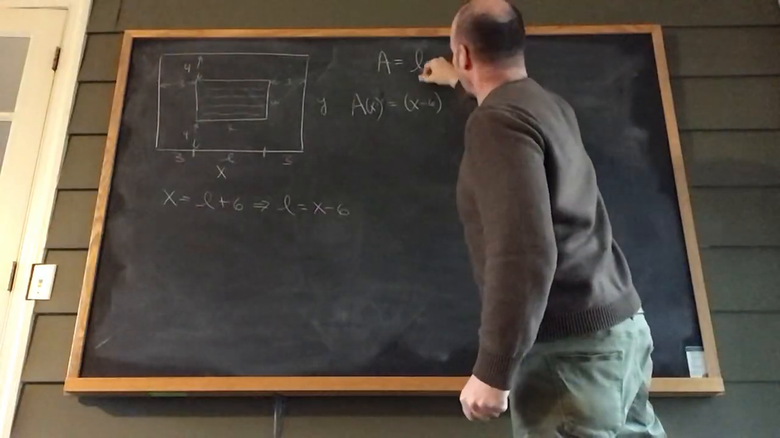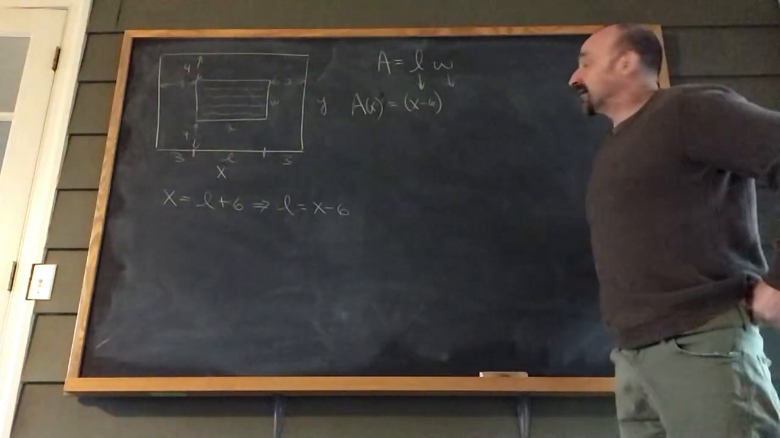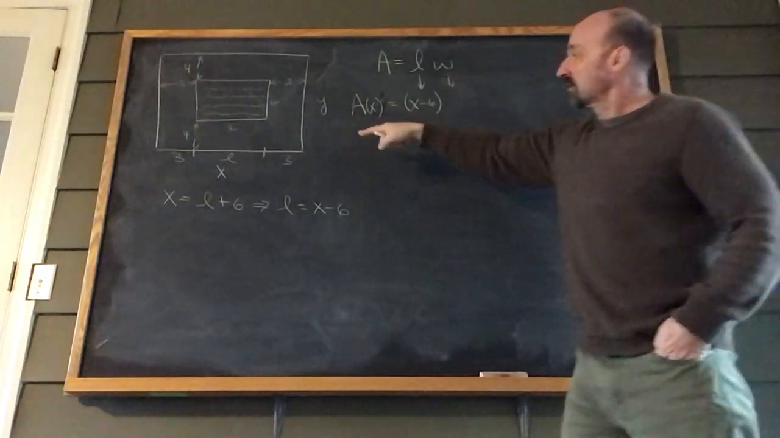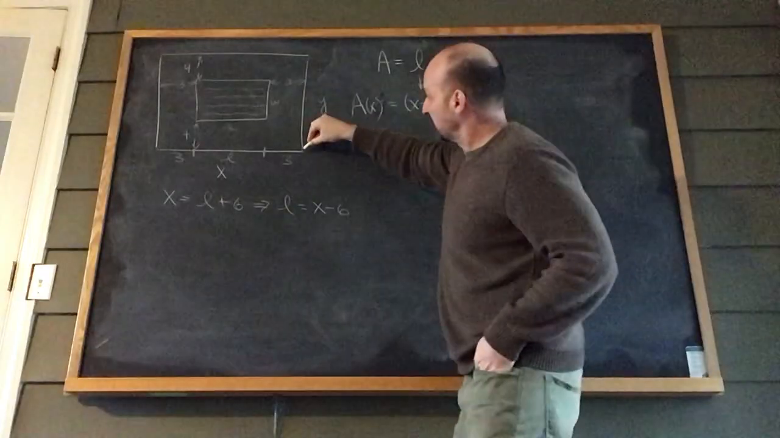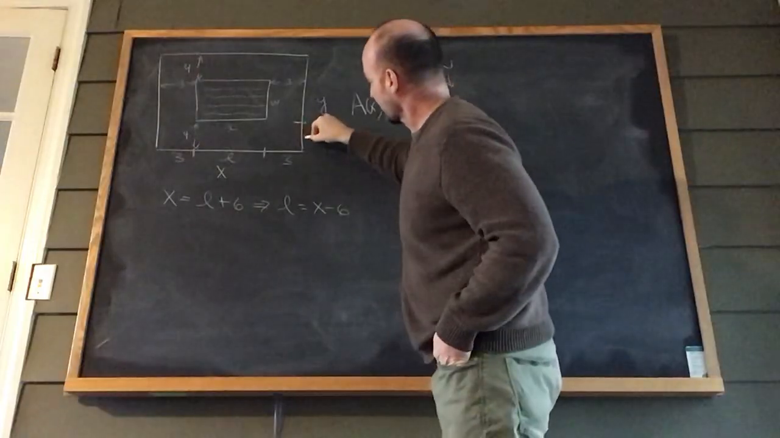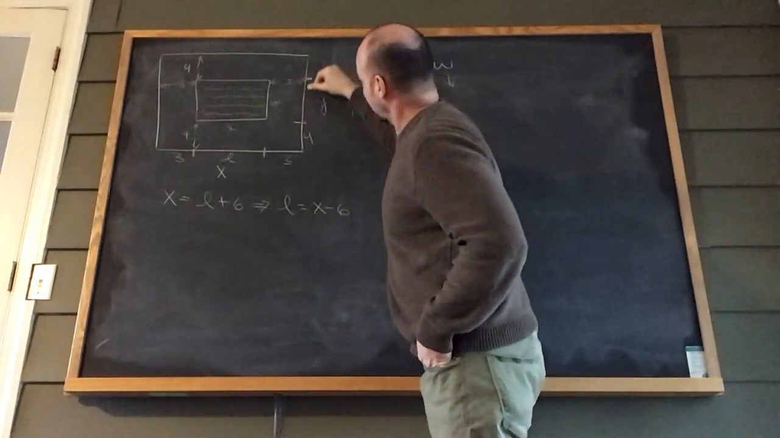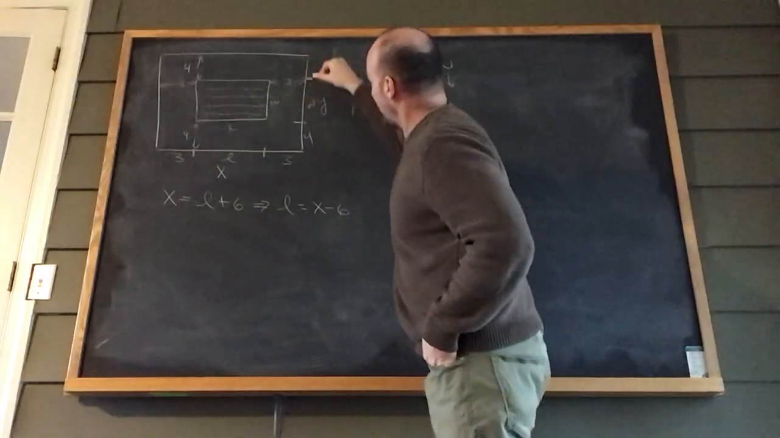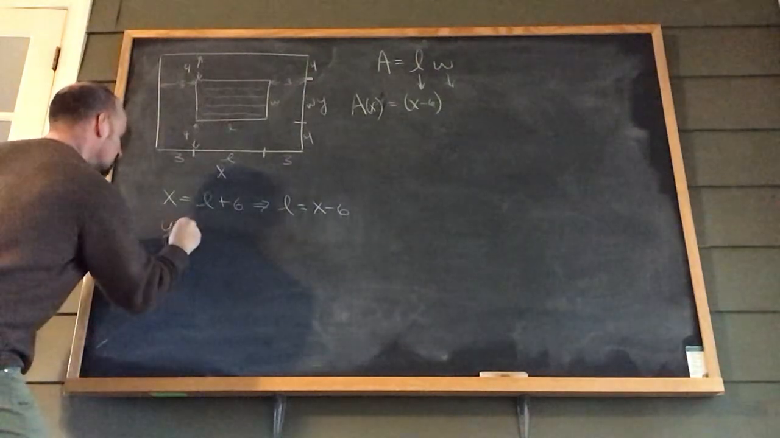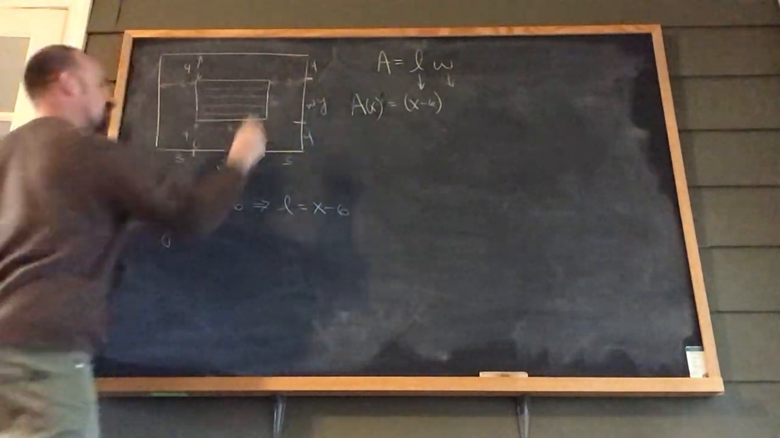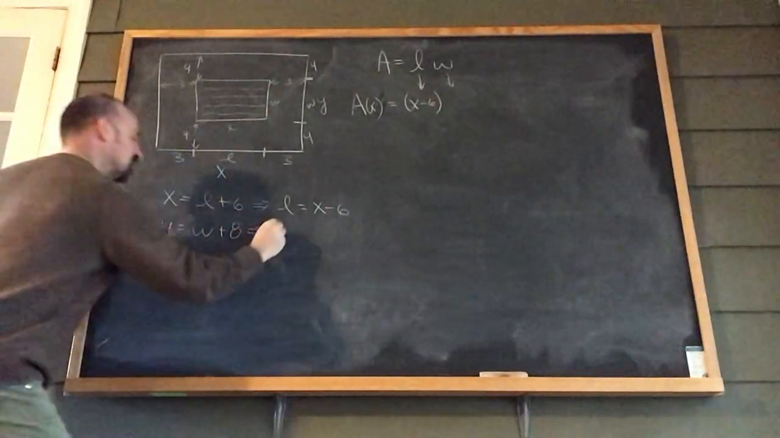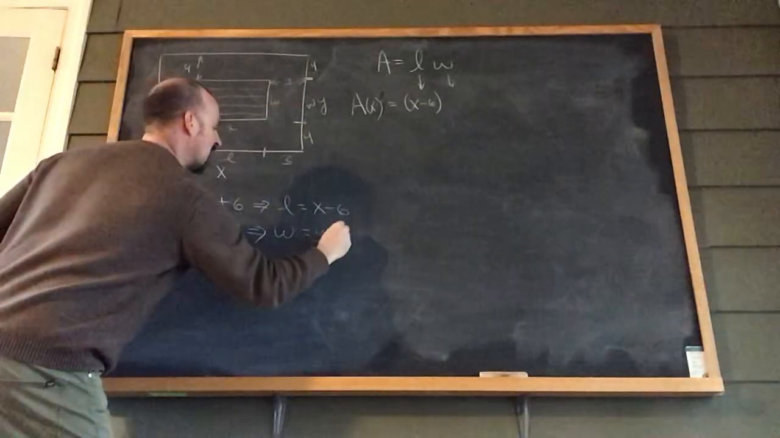Okay, now I have to figure out, well, how do I rewrite W in terms of x? So let me do the same thing that I did with x. Let me do it over here with y. So this piece y is made up of this piece from here to here, which is 4, and this piece from here to here, which is W, and then this one up here is 4. So y equals 4 plus W plus 4. y equals W plus 8, which means W is y minus 8.